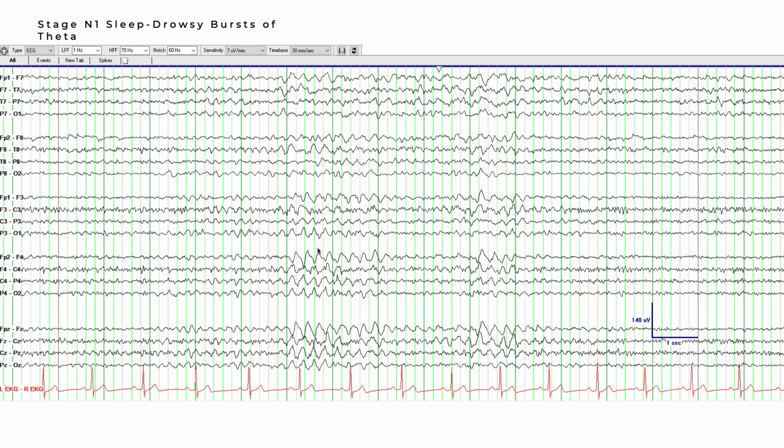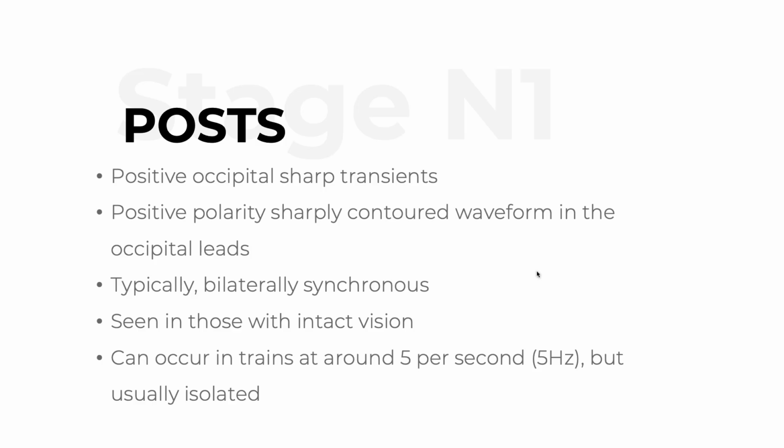As you transition into N1 sleep, you start to get a little bit more features that are interesting. Here you're starting to see some bursts of theta, and to me these are still in the drowsy spectrum. And then we'll start to cover POSTs, or positive occipital sharp transients.